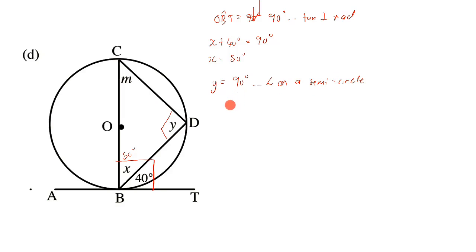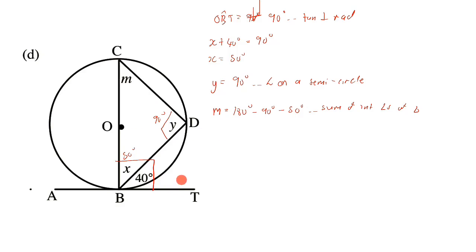Okay. Then to calculate for m, we have 90 degrees here and our x is 50 degrees. We can use the sum of interior angles of a triangle. So CDB is a triangle. So we'll say m is equal to 180 degrees minus 90 degrees minus 50 degrees. And then we say sum of interior angles of triangle.